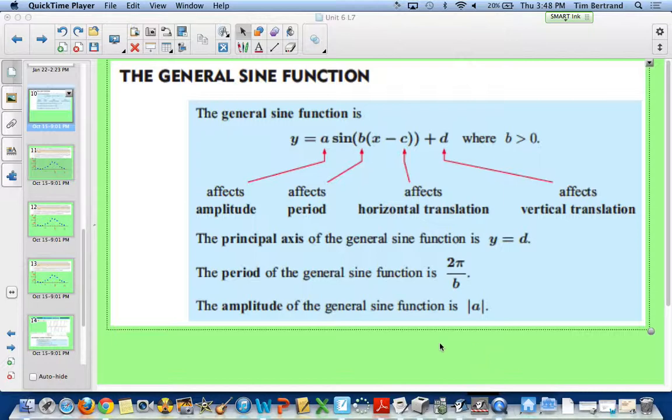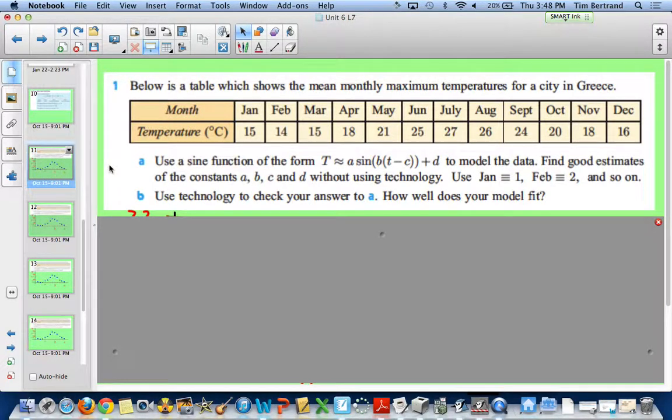So the example we did in class that I didn't really get to go over is trying to make a model for maximum temperatures in a city. So all the data is given, and we're trying to find the model here, basically looking for the A, B, and the C and the D.